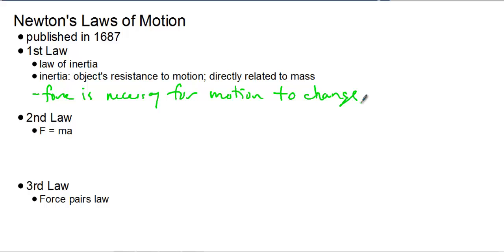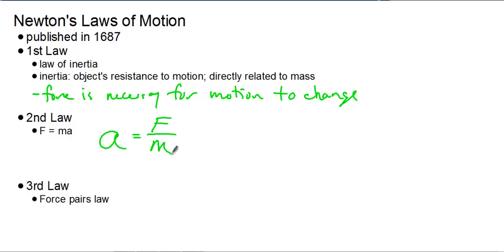The second law is referred to as the F equals ma law, and this is how Newton originally wrote it in the Principia, that a equals F over m. But that doesn't look as pretty in a textbook or on your paper as F equals ma, so most of the time you'll see that equation rearranged as F equals ma. But Newton said that the acceleration of an object is directly proportional to the force that's applied to it and inversely proportional to the object's mass.